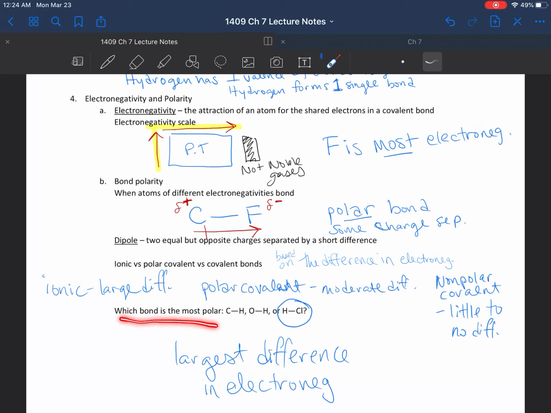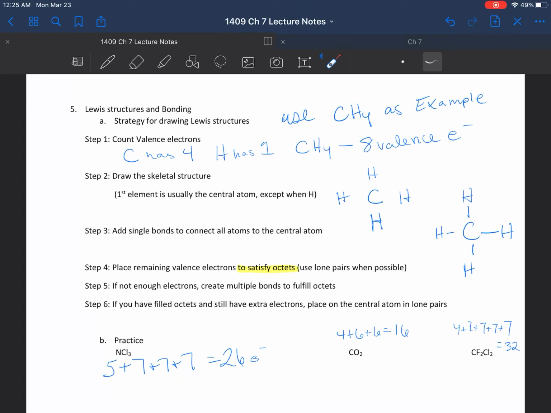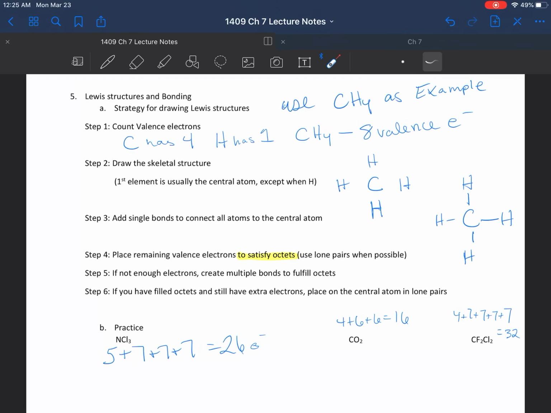So when we go to answer this question here, which bond is most polar, the CH, the OH, or the HCl, well, hydrogen and chlorine are farthest apart on the periodic table, meaning they're going to have the biggest difference in electronegativity. Chlorine is going to be pulling those electrons in that single bond much harder than the hydrogen. All right, so that would be the most polar. All right, so now that we have thought a little bit more about the covalent bond, let's look at Lewis structures and bonding.